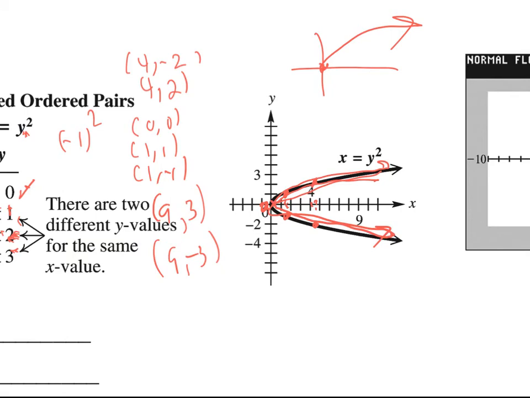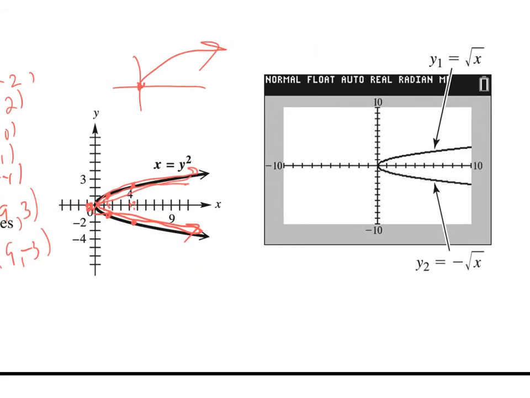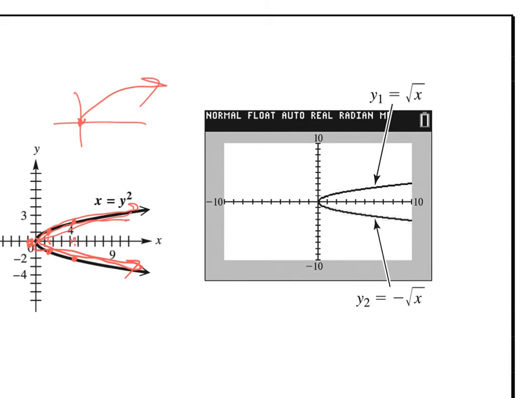Even your calculator would give you that, but in your calculator, you'd have to graph it as two problems. In your calculator, you can't graph x equals, you gotta graph y equals. So you'd graph y equals square root of x, y equals negative of the square root of x, and you'll get this picture.